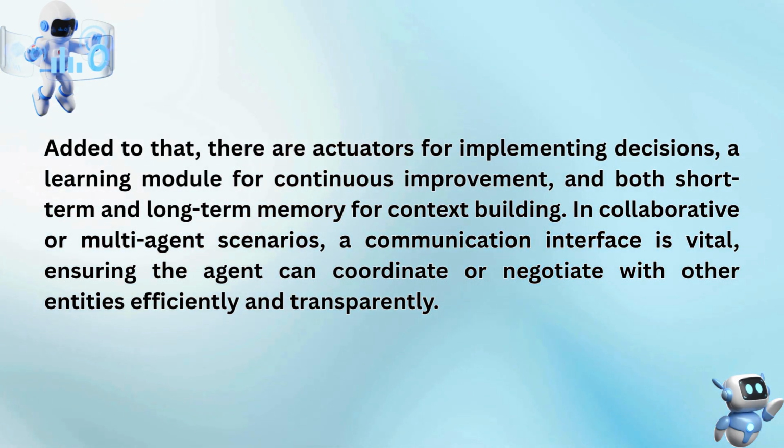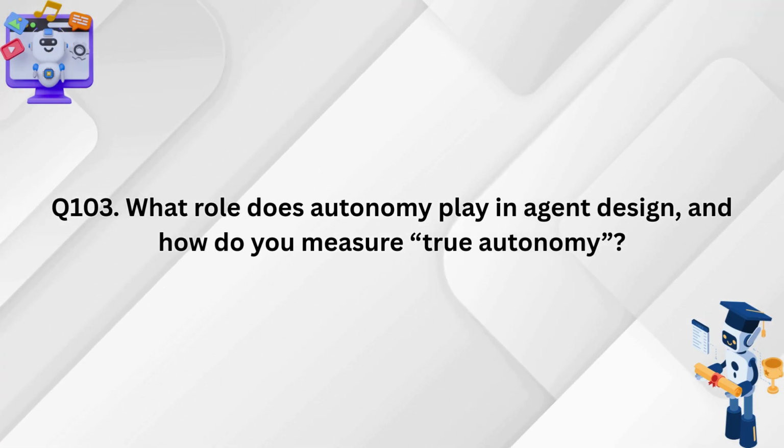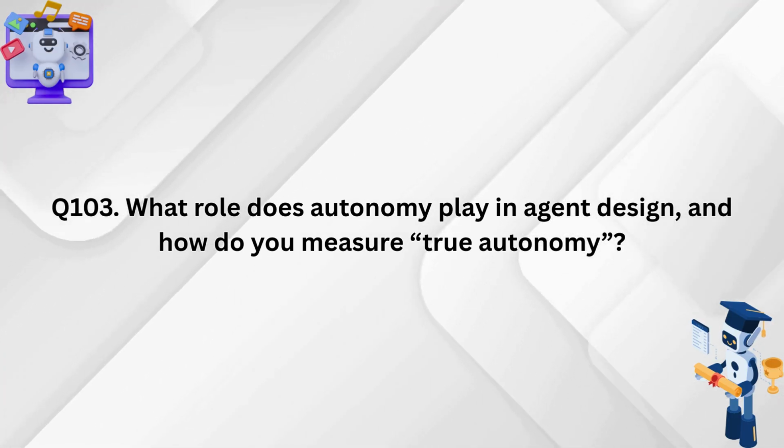In collaborative or multi-agent scenarios, a communication interface is vital, ensuring the agent can coordinate or negotiate with other entities efficiently and transparently. What role does autonomy play in agent design, and how do you measure true autonomy?